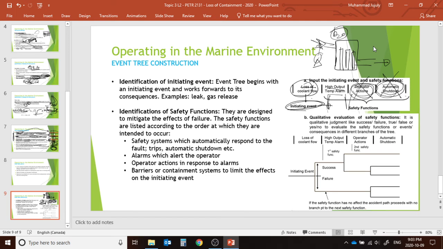That means these are the layers of protection. The first layer, you can ignore the alarm. The second layer, the operator didn't take any action. Third layer, the automatic shutdown didn't work. So we have a disaster. So these are the inputs of the initiating event and the safety functions. Let's put in the qualitative evaluation of the safety function. Remember the event tree construction, what we said: here, we can also combine the quantitative and the qualitative actions.